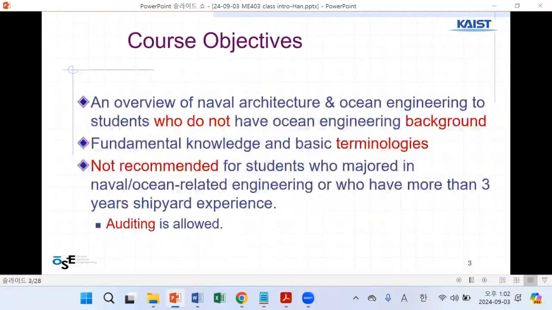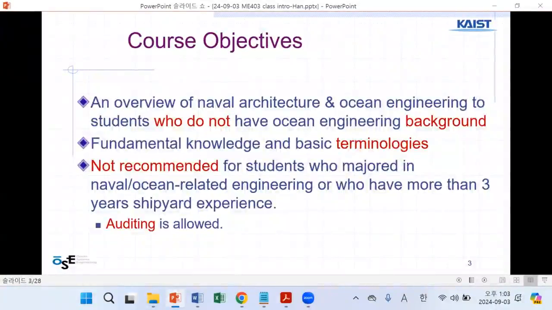Okay. So it's an overview of two subjects actually, naval architecture and ocean engineering. Usually in a specialized department for shipbuilding, those two are separate classes. But as an introduction, I combined them and summarized. So not all of them is covered, only parts of the 2 topics are covered, because you are supposed to be not ocean engineering based students.